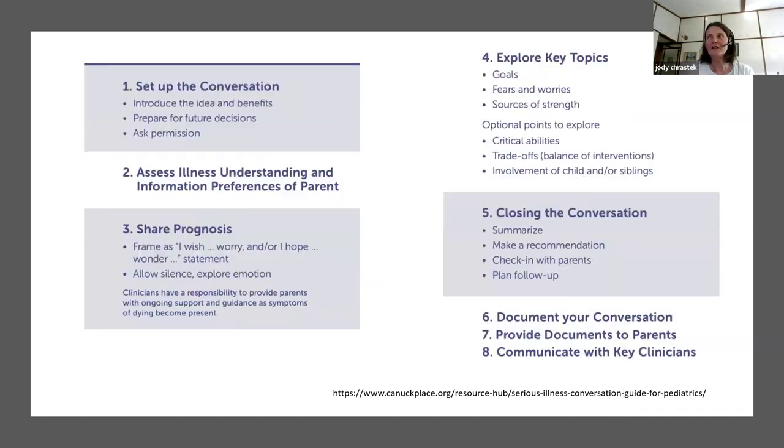So let's talk a little bit about each step of the serious illness conversation. First, you want to set up the conversation, really introduce the idea and talk about the benefits of preparing for future decisions, and of course, ask permission when we enter this conversation. And then assess the illness understanding of the parents. How do you see Joey's doing? What would you see has happened in the last few months, few days?